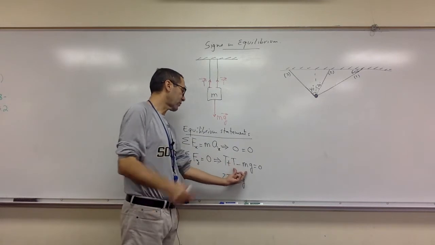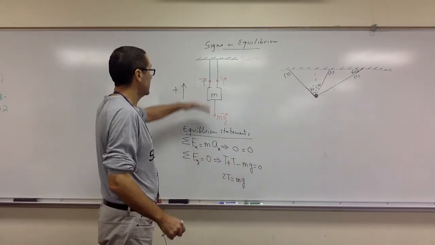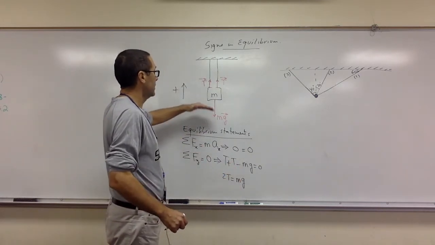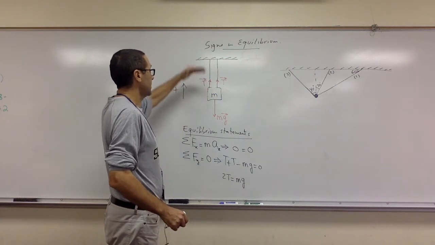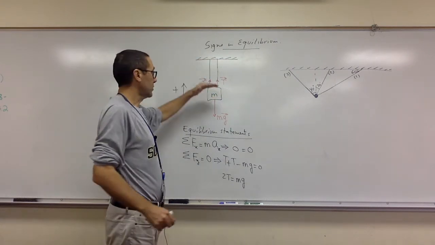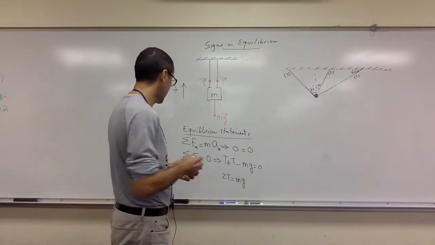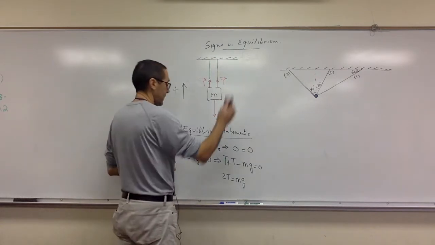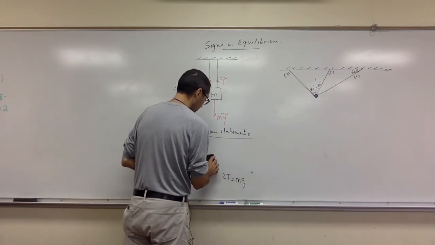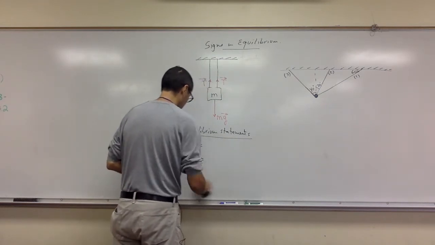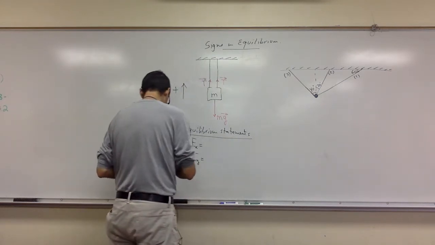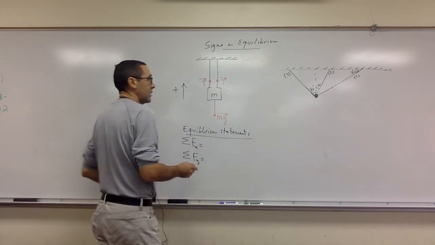Another simple way of writing this is just saying, you know what? Since this object is not moving up or down, it just means that the forces holding it up must equal the forces pulling it down. And you can do it quickly. Now let's look at something a little more complicated, where we have cables that are acting at an angle.